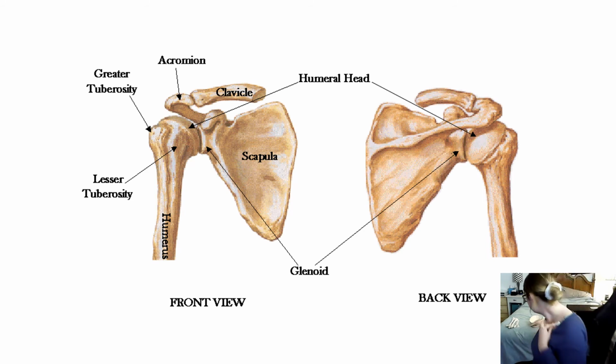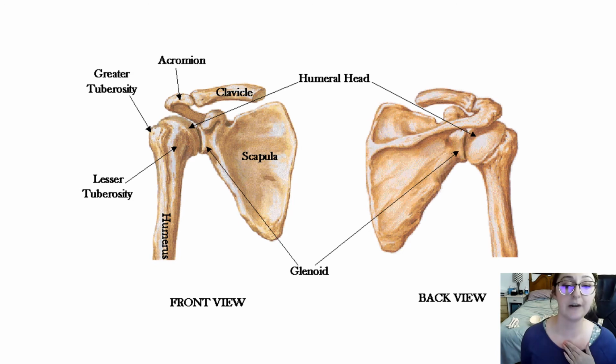You can actually feel your clavicle right now. So finding your manubrium and kind of working over, you can feel your clavicle, which is your collarbone. And you have 2 of them, one on either side.